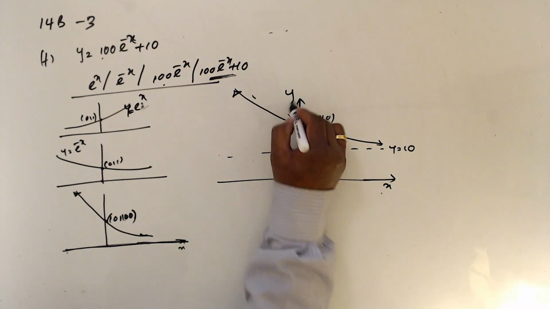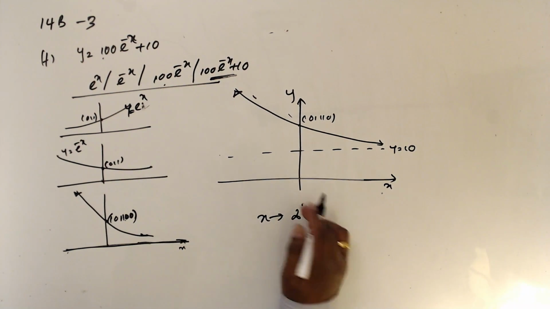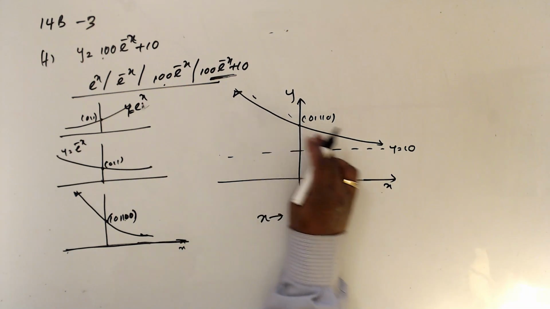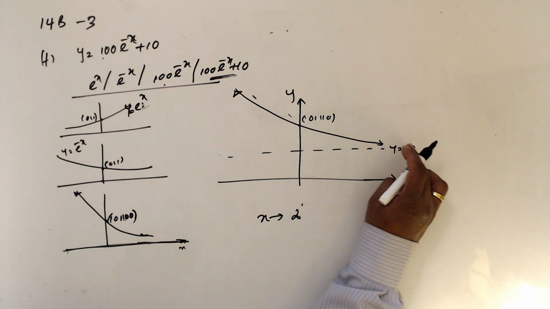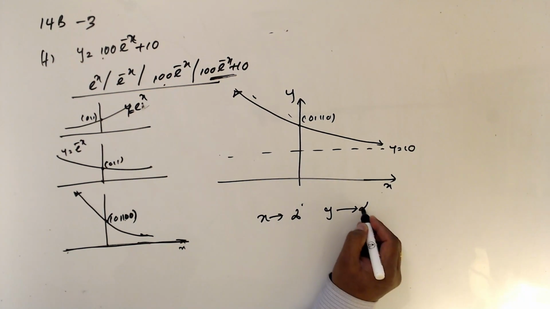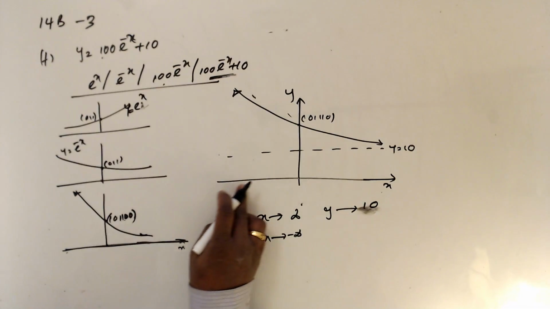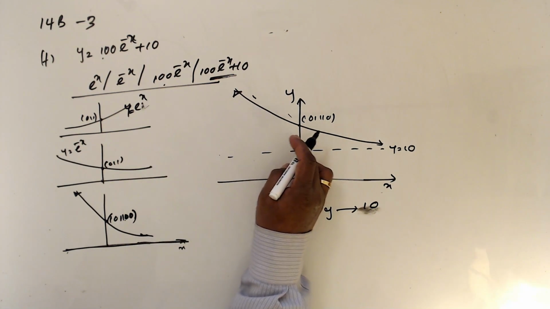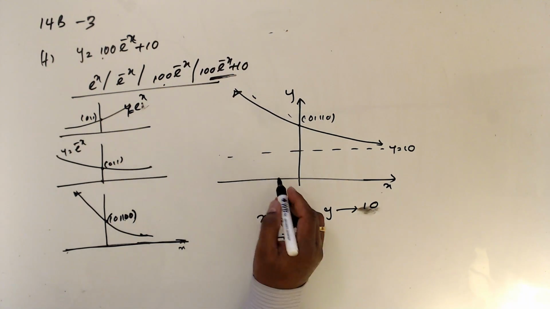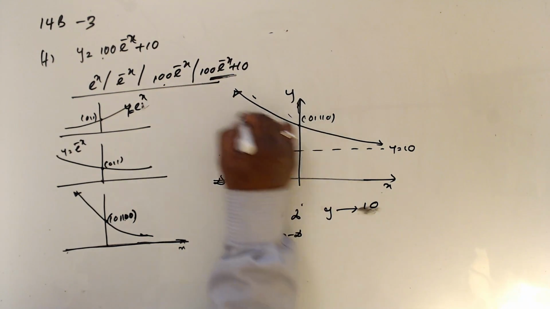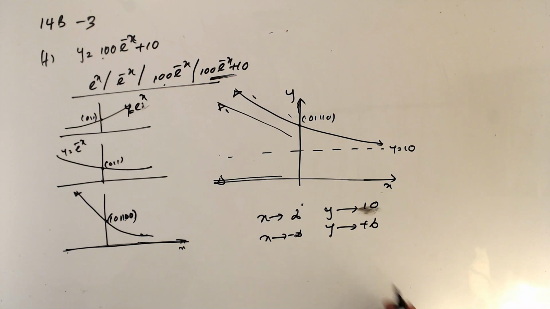Now we can see that when x goes in the positive direction, this graph comes close but doesn't touch the x-axis. It ends up at y equals 10. When x goes to negative infinity, y is getting positive. Negative, positive, the graph goes in this direction. When x goes to negative infinity, y goes to positive infinity.